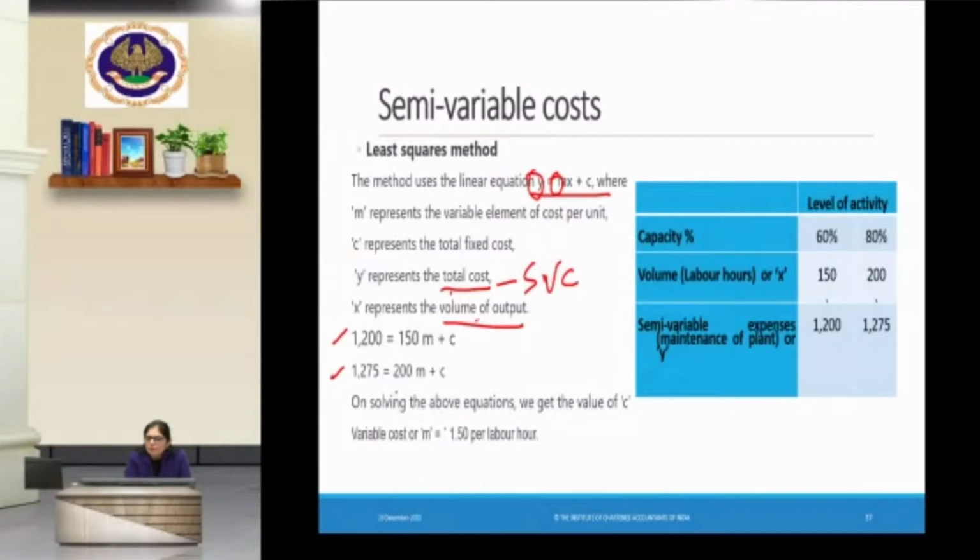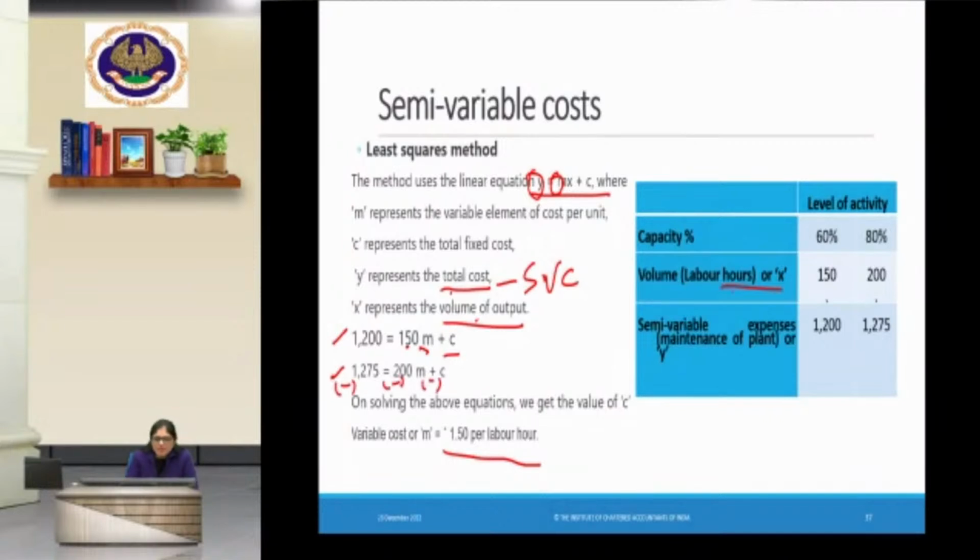150 is the number of units, 150 labor hours or the units, from where we have to calculate the cost basically. It could be units or it could be hours. So 150 and 200 are the hours. M we don't know, C we don't know. So solving the equation, the variable cost comes to 1.50 per hour. If you know how to solve it, subtract.